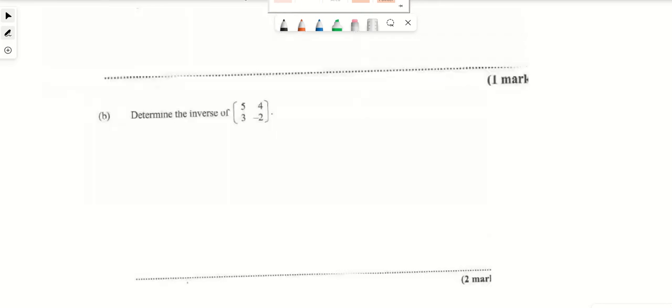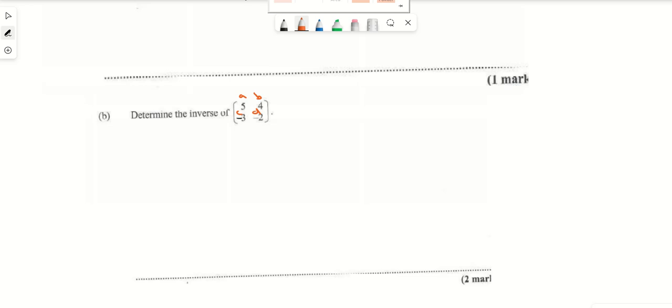Okay, this is part B in this question. They said determine the inverse of 5, 4. Is that -3? It is. You're not seeing it, but it's -3, -2. First off, we're going to label it A, B, C, D.